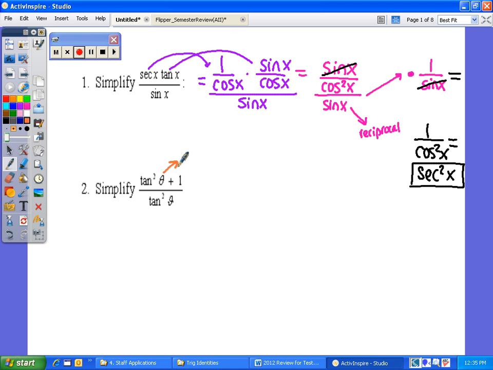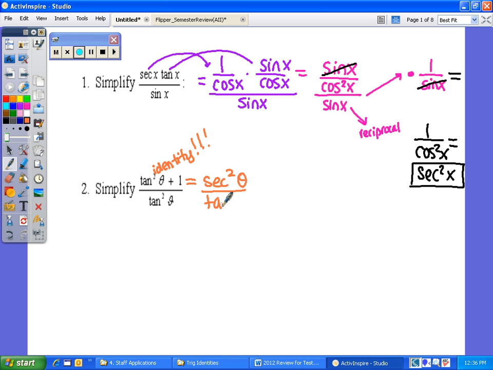Alright, this right here, tangent squared plus 1. Remember in class I said you cannot cross these out and say that it's equal to 1. That's mathematically incorrect, and the reason why it's incorrect is that this tangent here is attached to plus 1. So you can't do that. But what you should notice is that tangent squared plus 1 is an identity. It's one of your Pythagorean trig identities. So tangent squared plus 1 is actually equal to secant squared.